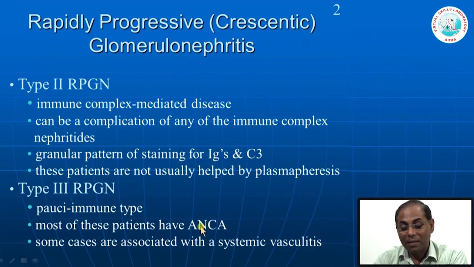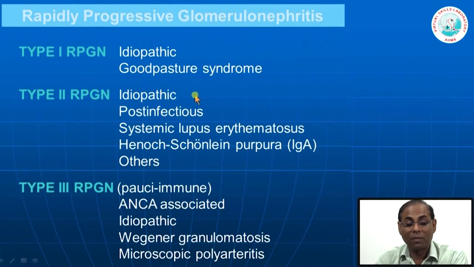ANCA means anti-neutrophil cytoplasmic autoantibody. There are different forms of ANCA, and some cases are associated with systemic vasculitis also. They have to be investigated for collagen vascular disease. Now, this is the summary.